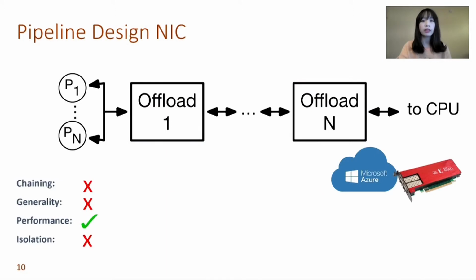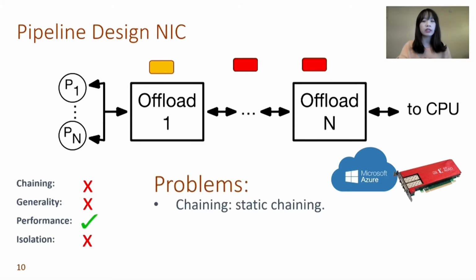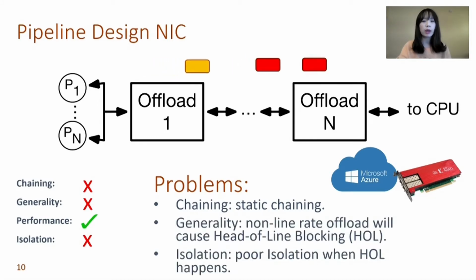For the Pipeline NIC, offloads are arranged in a linear sequence and packets flow through these offloads in a pipeline style. Many existing NICs with onboard FPGA use this kind of design. However, the pipeline design uses a static linear topology, thus we cannot send packets through offloads in any order, which means they cannot satisfy the chaining requirement. Besides, most of the pipeline designs assume the offload can run at line rate.